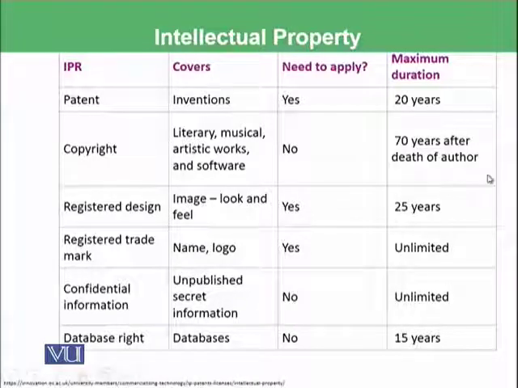Then there is a registered trademark, that could be the name or logo of a firm. You need to apply for it and the duration of its validity is unlimited. Then there is confidential information, that is unpublished secret information, and you do not need to apply, and its duration is unlimited. And then database right, it can cover only databases, and you do not need to apply, and it lasts for 15 years.